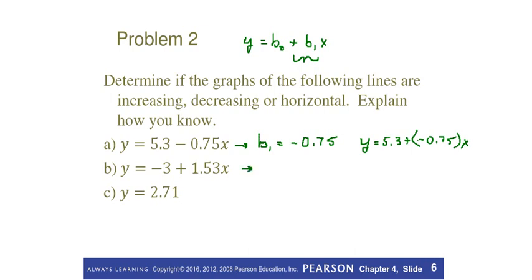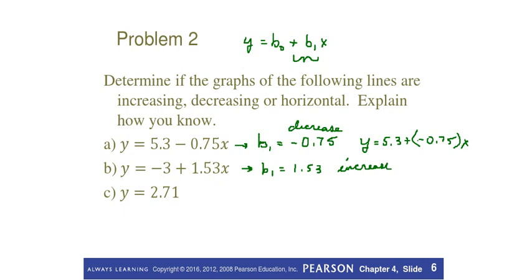Right, that's our slope, B1 right here. In this case, B1 is equal to 1.53. So this slope right here, B1, is decreasing. This slope B1 right here is increasing. What could we say about the next one?